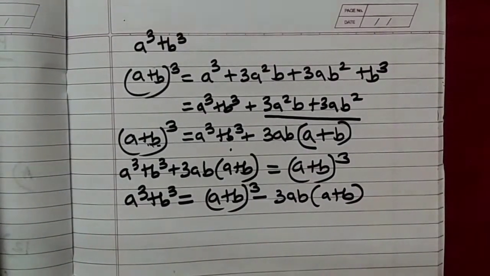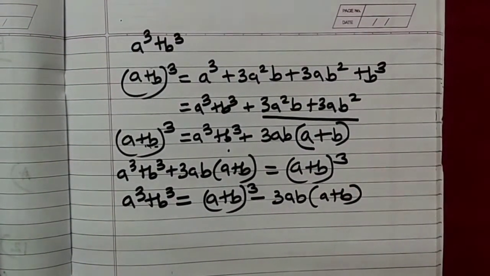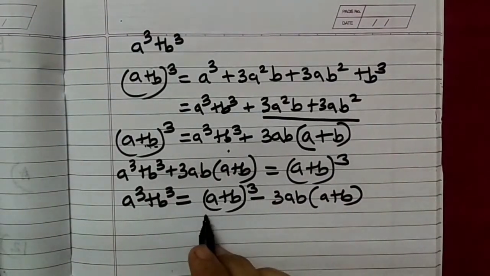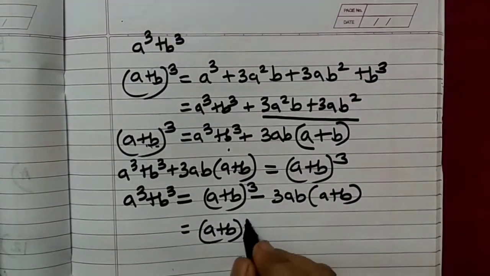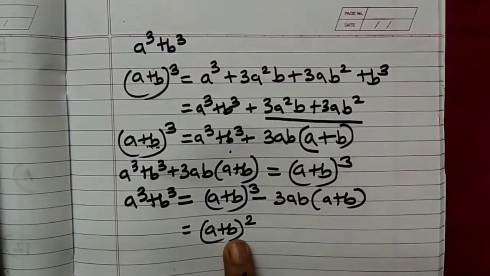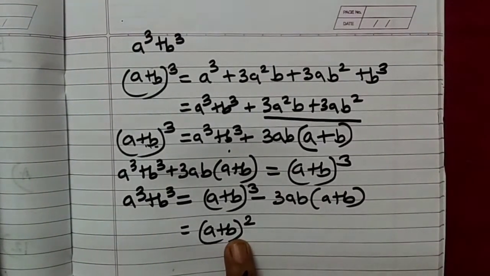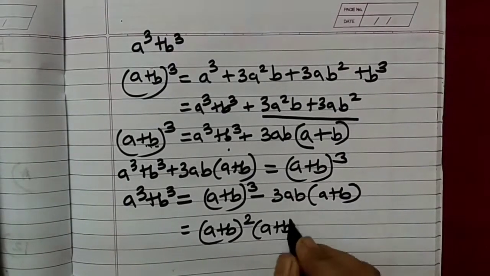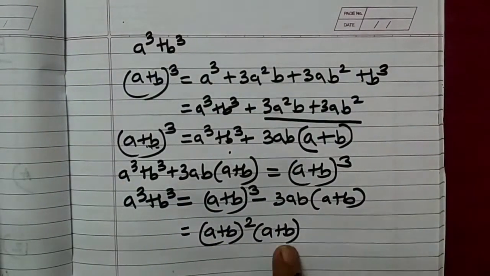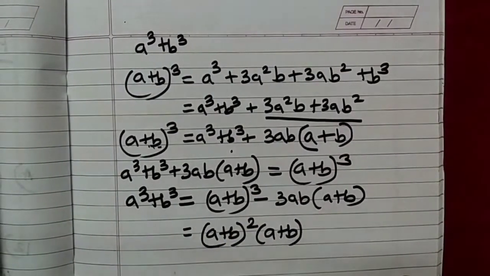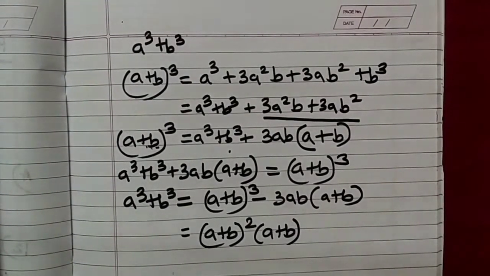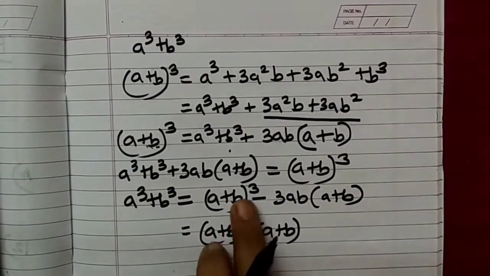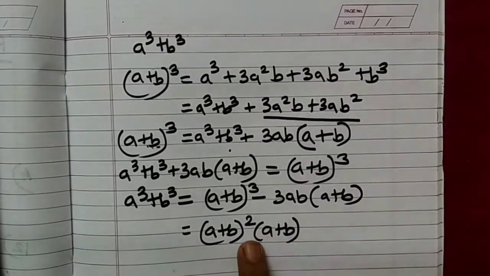Now what we have to do here: now this (a plus b) whole cube. What do you mean by (a plus b) whole cube? This is (a plus b) square, that is 2 times, isn't it? (a plus b) square multiplied by (a plus b). This cube I am writing in these two parts. Cube means what? Multiplied 3 times. So suppose I want to write 4 cube, what will it be? 4 into 4 into 4. So I can write it as 4 square into 4 raised to 1, isn't it? Same way I am writing here (a plus b) whole cube as (a plus b) square into (a plus b).